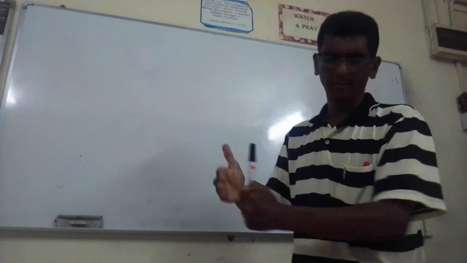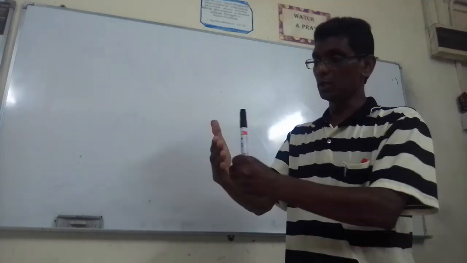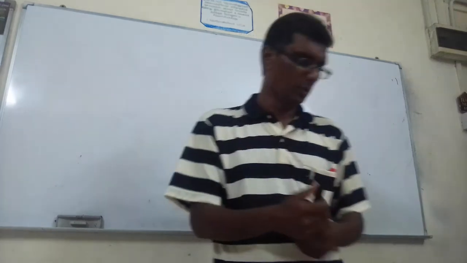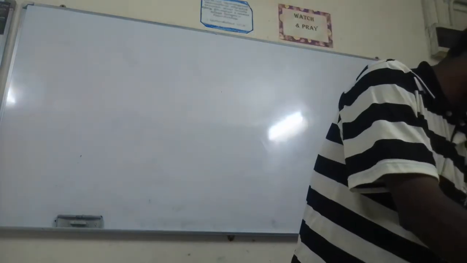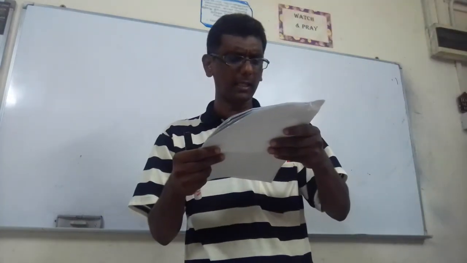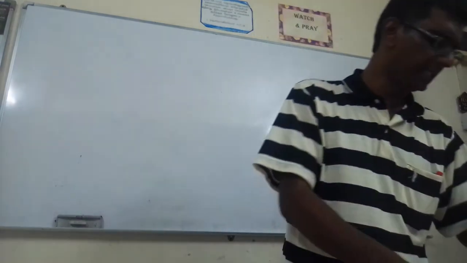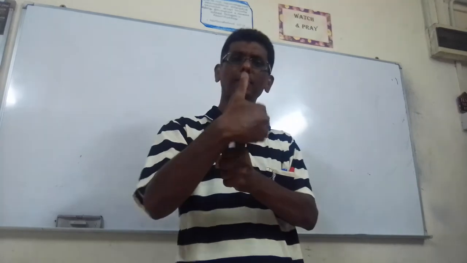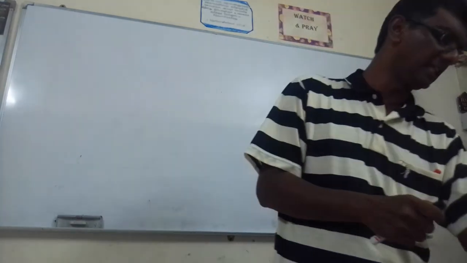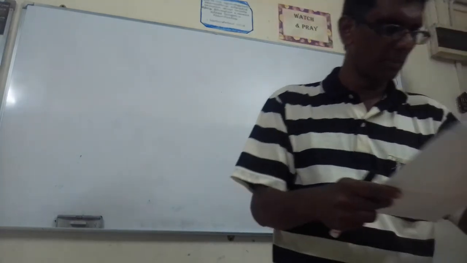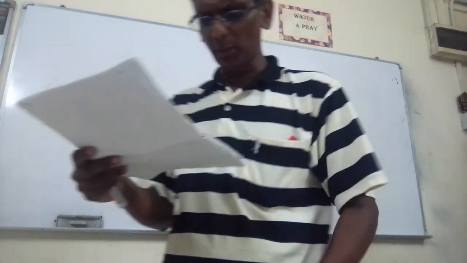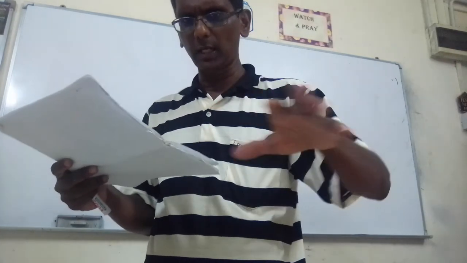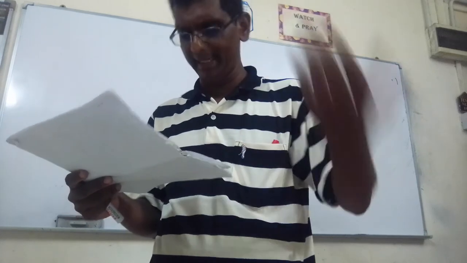Okay, compass P, this one. Compass P is going down, and compass Q going up. So the answer is D. Compass P going down, compass Q going up. Okay, the answer is D. Question number one, answer D. Question number two, I will leave it first to you. I will teach this question number two later.